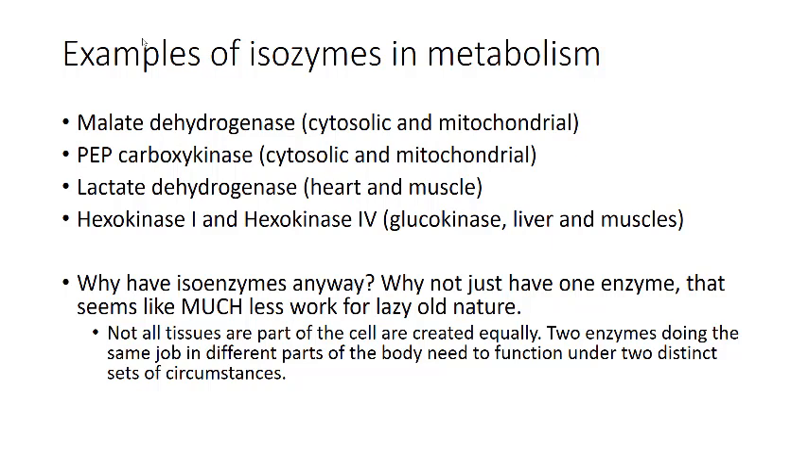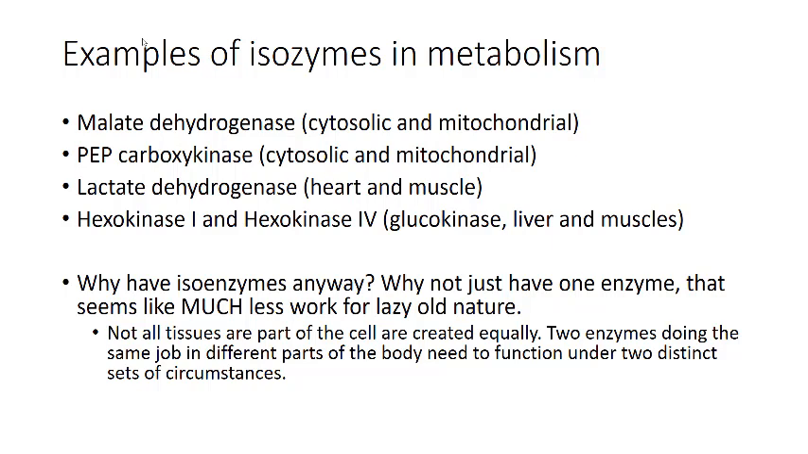And you may be wondering, why do we have isozymes? Why not just have one enzyme? I keep talking about how lazy nature is, so why not just take one enzyme? It's because not all tissues or even parts of the cell are created equally, so they're going to have a different environment. So for instance, in the case of malate dehydrogenase and PEP carboxykinase, for that step, we're really concerned about the depletion or the levels of NADH and NAD+. Those levels are different in cytoplasm and mitochondria. So that can change how our enzymes would function. So we need to have different enzymes to do the same job, but under different circumstances.